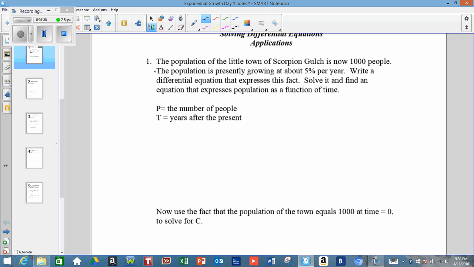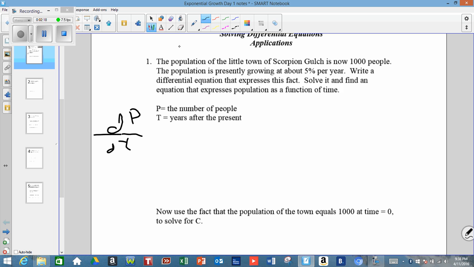The population of the little town of Scorpion Gulch is now at 1,000 people, and it's presently growing. So the population is changing over time, because it says some kind of percent per year. So let's see. The population. Here, let's get a pen. So dP over dT.